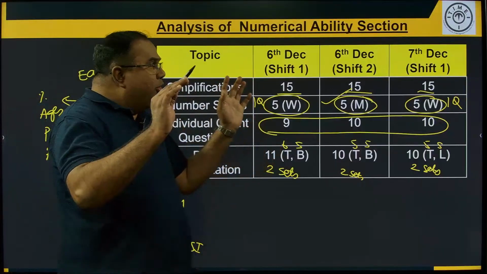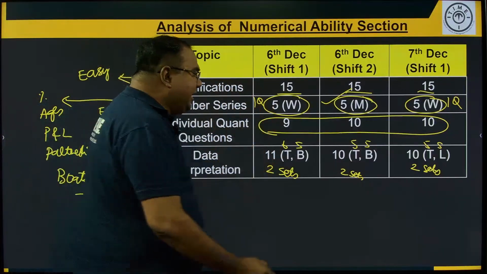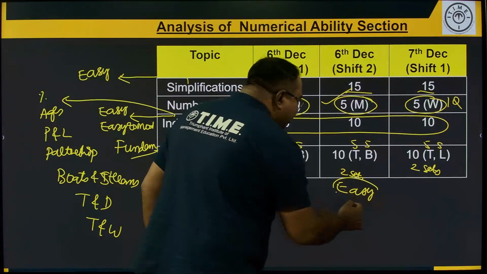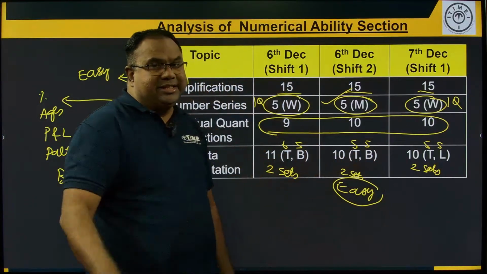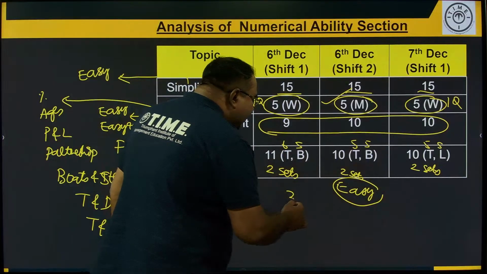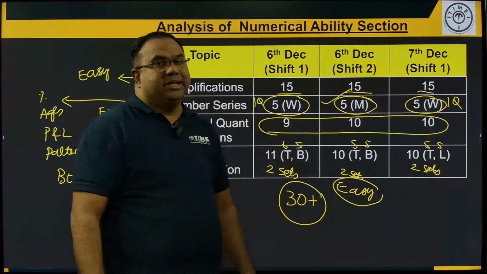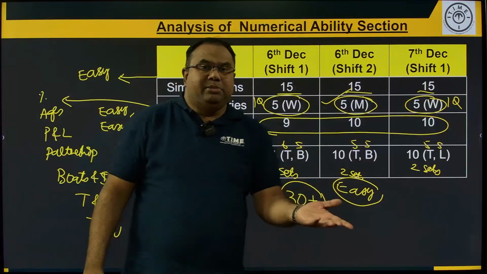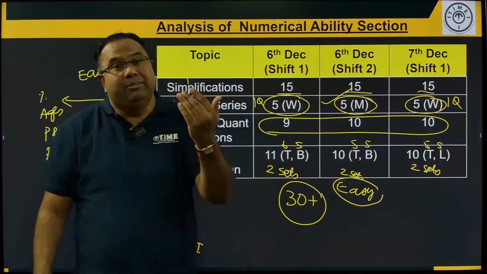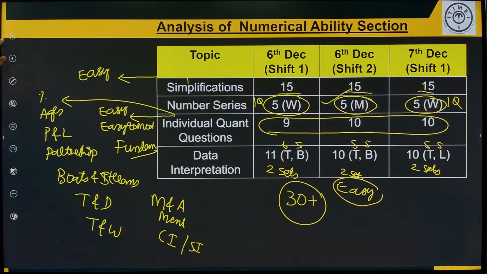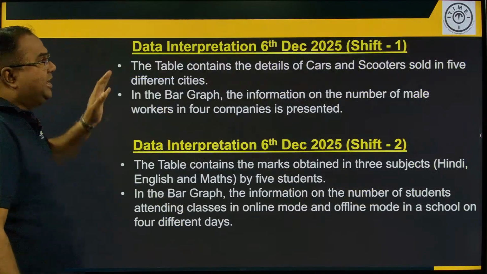But overall, when you look at this quant paper, I can say it is easy. Maybe 1 odd question here and there you can find at moderate level, but overall it is an easy paper, and 30 plus is considered to be a good score in your quant section. 30 plus attempts are considered to be a good number of attempts in your quant section, right? Let's move ahead and spend a few more minutes on this data interpretation.